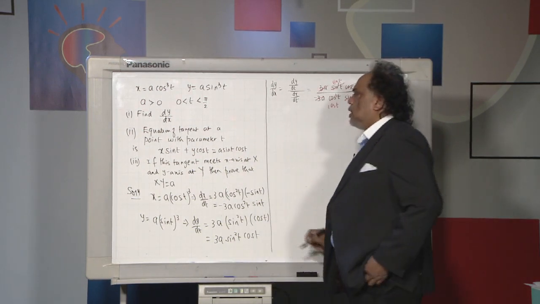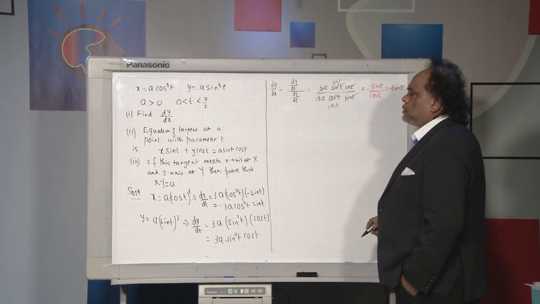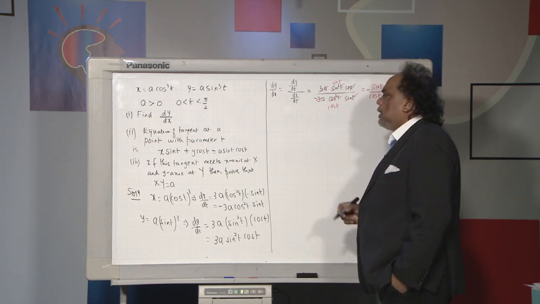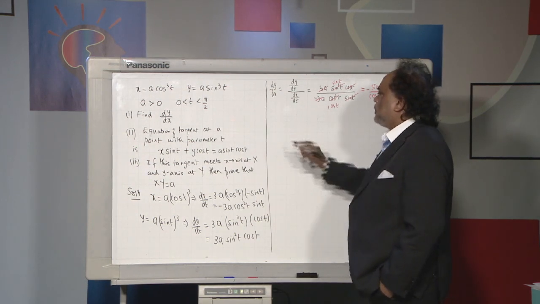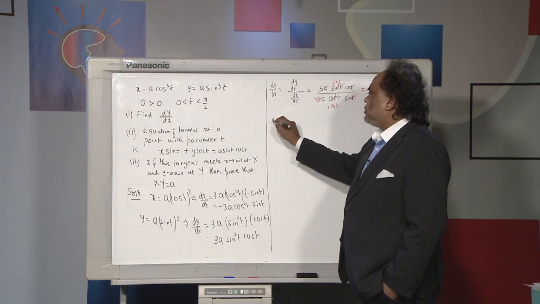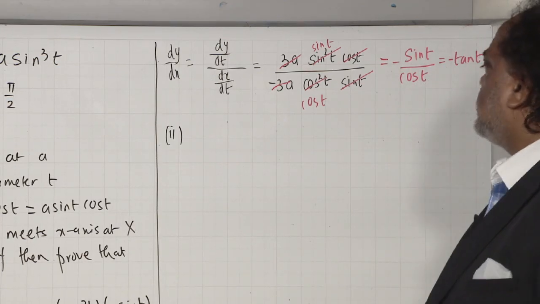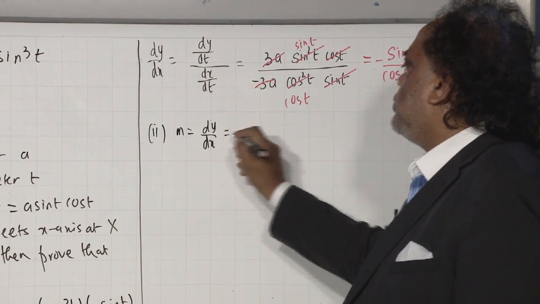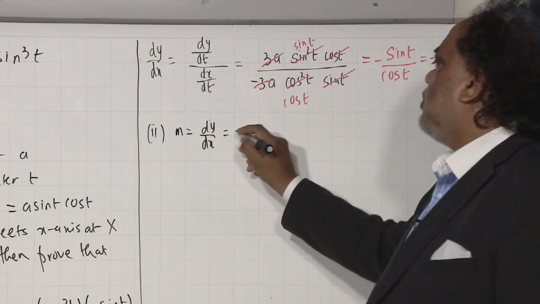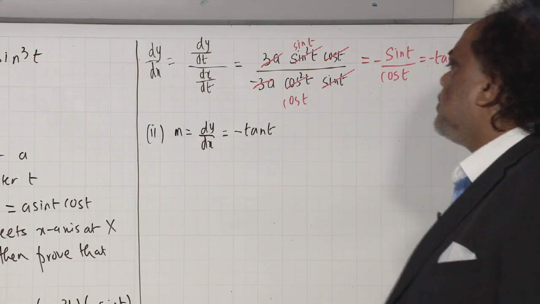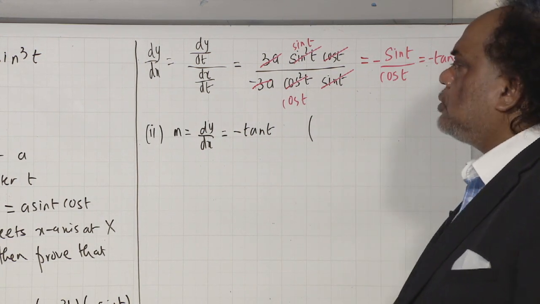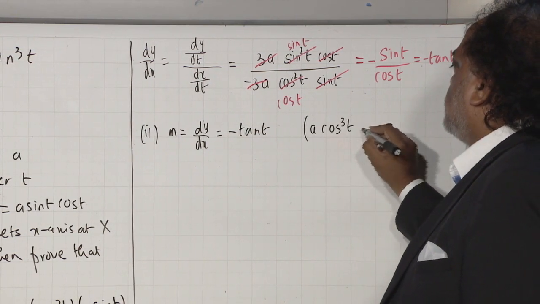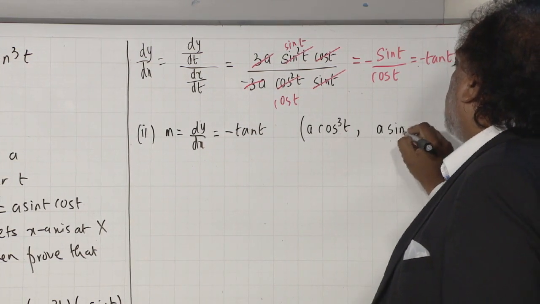Now, what am I asked to do? I'm asked to write the equation of the tangent at the point with parameter t. So for the tangent, m is equal to dy by dx, and we just found that it is equal to minus tan t. At what point? At the point with parameter t. So this is a cos cube t, a sine cube t.